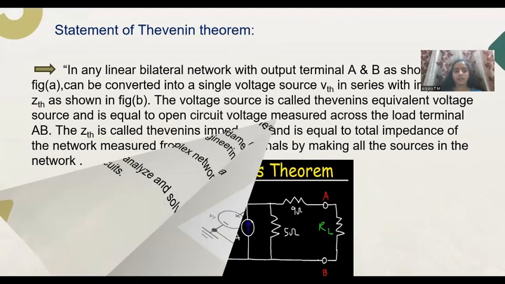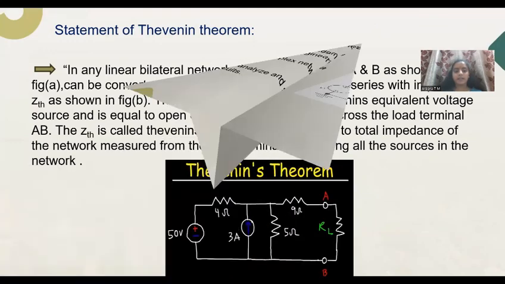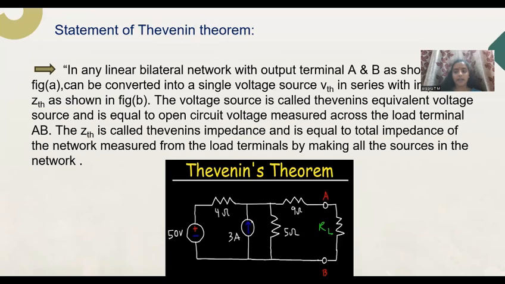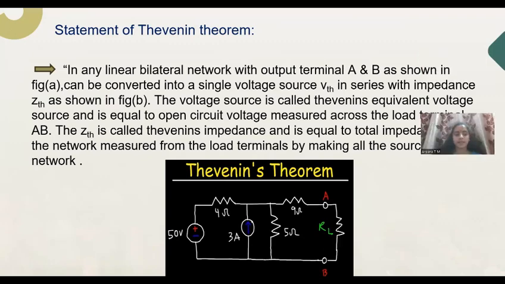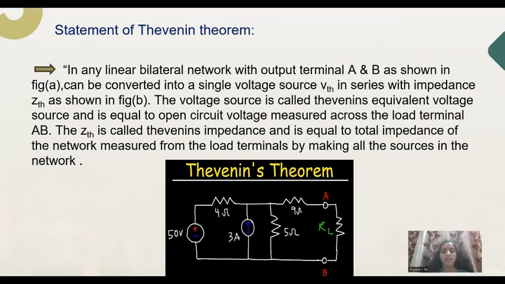Statement of Thevenin's theorem. Any bilateral network with output terminals A and B, as shown in figure A, can be converted into a single voltage source VTH in series with the impedance ZTH, as shown in figure B. The voltage source is called Thevenin's equivalent voltage source, and it is equal to the open circuit voltage which is measured across the load terminals AB.